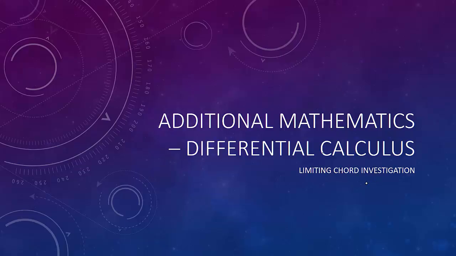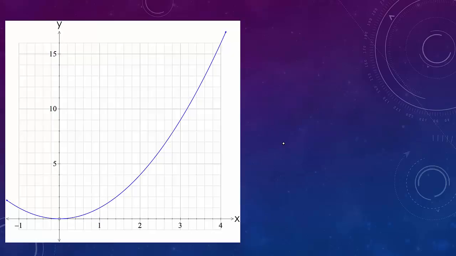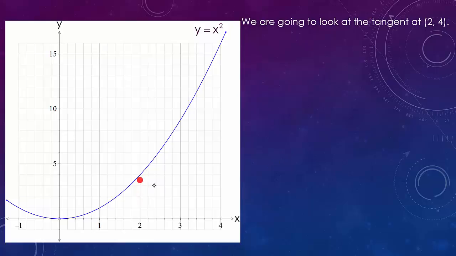Limiting chord investigation. What we're going to do now is try to get around this idea that we only know one point on a tangent. So what I've got here is the graph of y equals x squared. And what we're going to do is look at the tangent at the point (2, 4), which is this point here. This tangent, however, has been drawn on by eye.